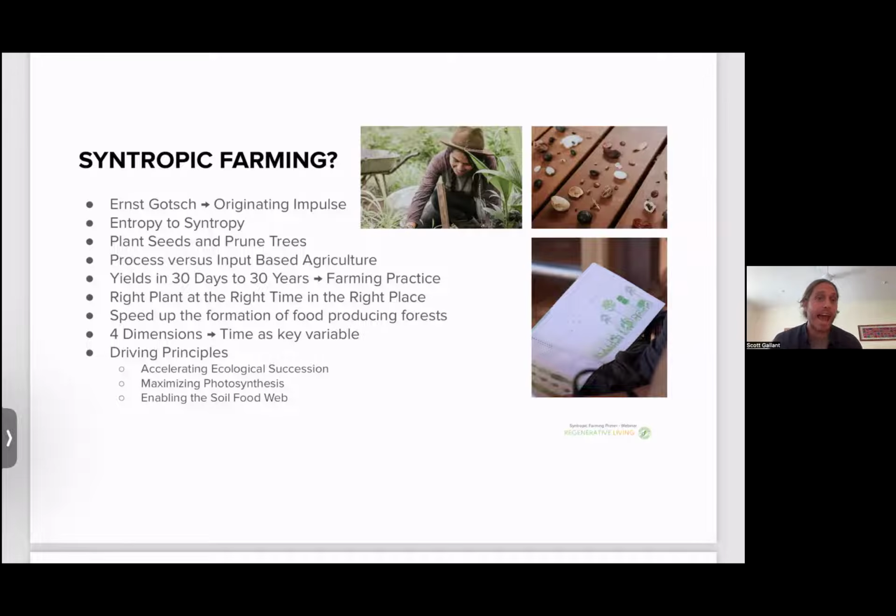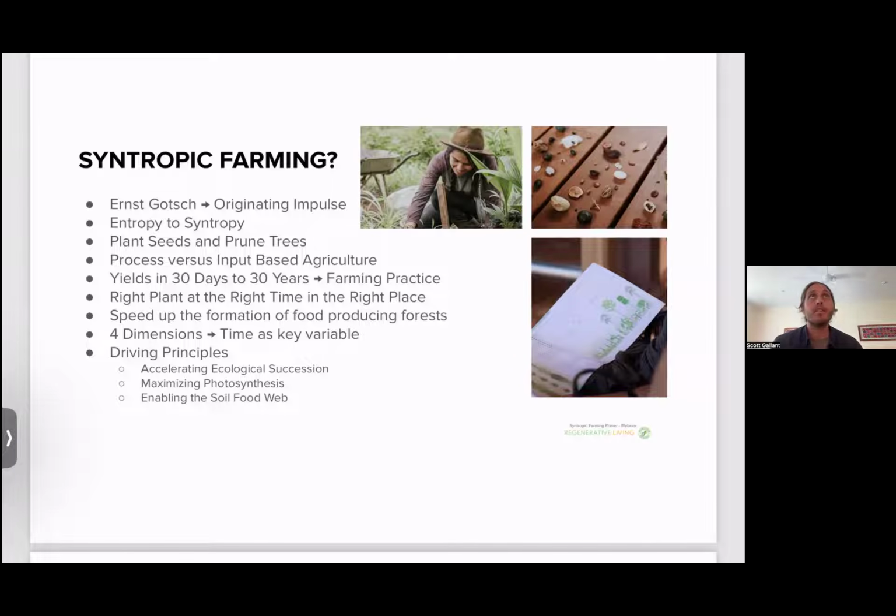And that is the act of syntropic farming: how do we accumulate and organize energy in a specific way? On the most simple level, the way we do that is by planting seeds and pruning trees. I really love that idea. If we just broke this down to the most basic component, this is what we're doing.